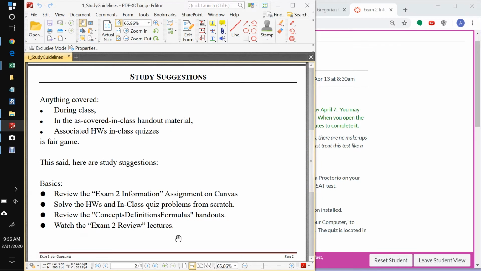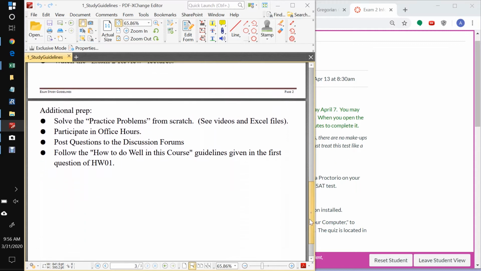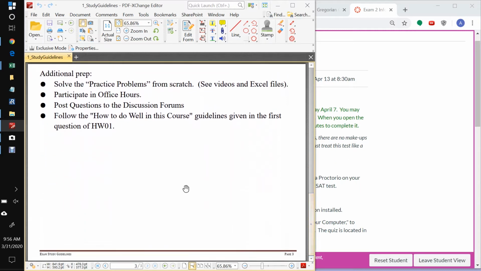If you feel comfortable after having done these things, I think you're done and you should be in good shape for the test. If you feel like you need additional prep, here are some other things you can do. You can solve the practice problems from scratch. I've got videos for the practice problems. They start with chapter 9 and go through chapter 11b. I've got videos on each of these and also accompanying Excel files.